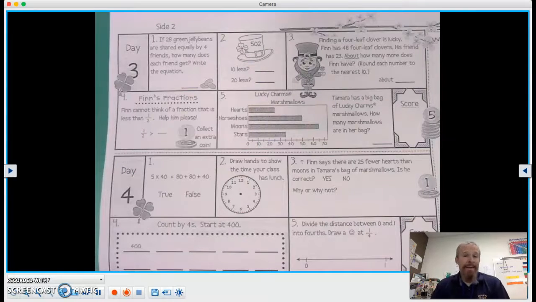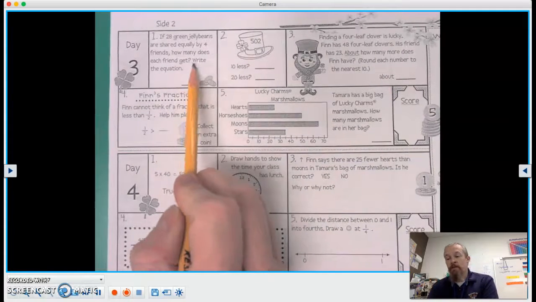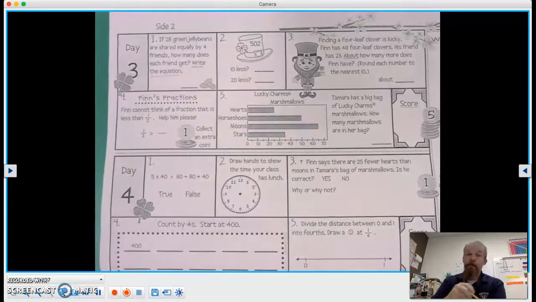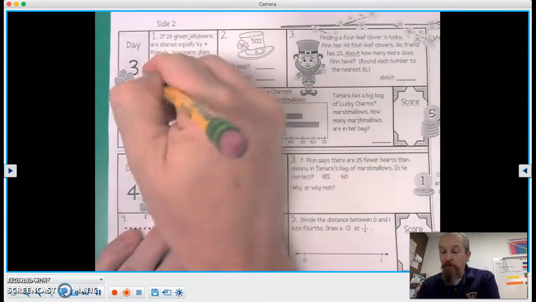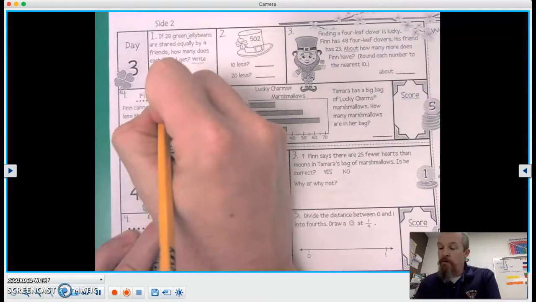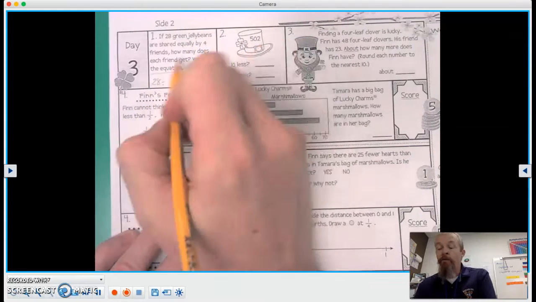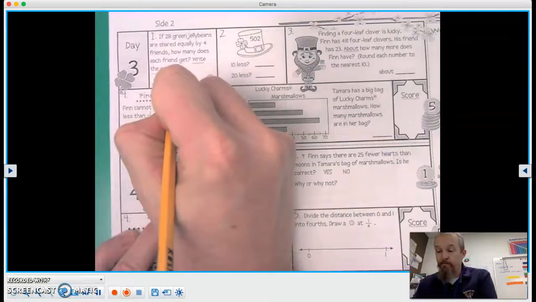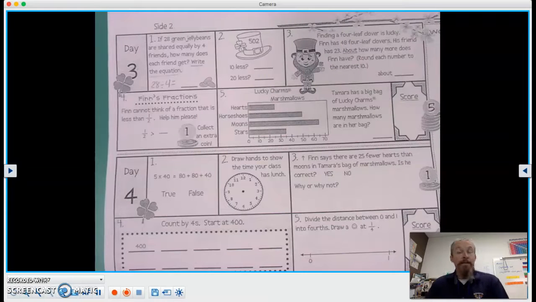If 28 green jelly beans are shared equally by 4 friends, how many does each friend get? Write the equation. So write the equation, don't forget that. All right, so we have the full thing of 28 jelly beans, and we're dividing them between what? 4 friends. Okay, so 28 divided by 4, you can use your chart, whatever you need to do.